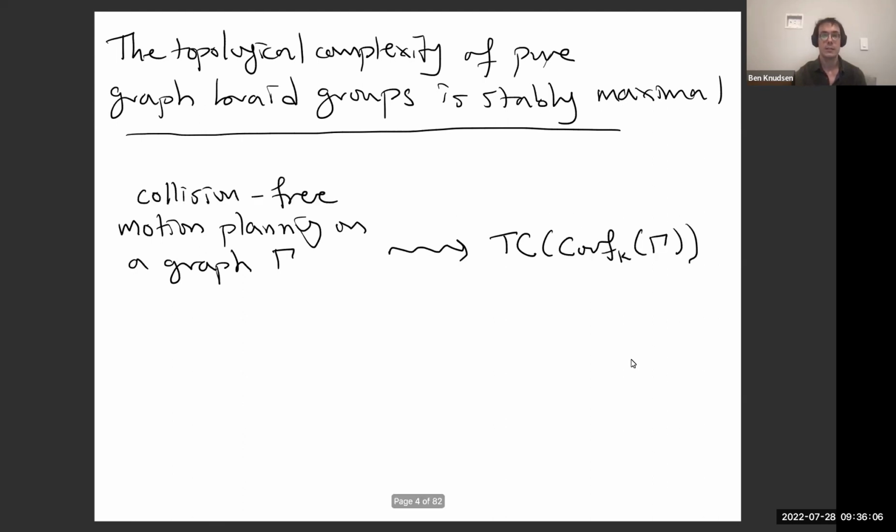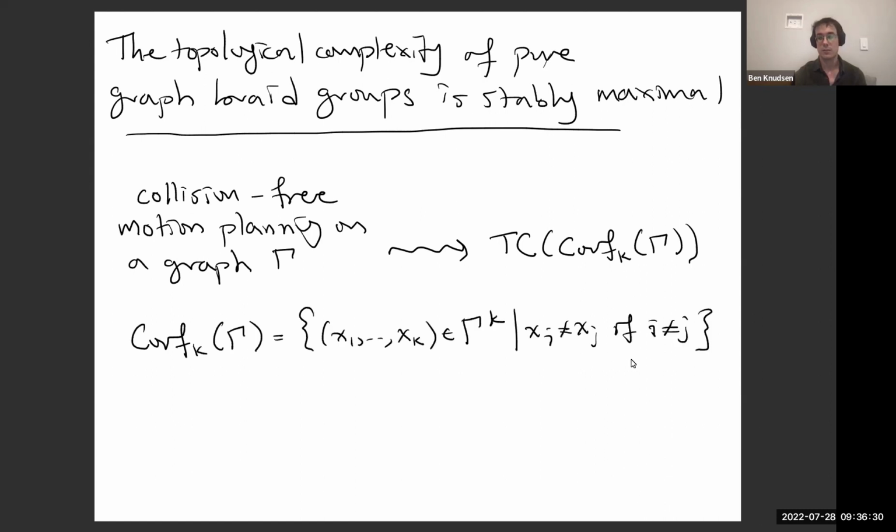But if you are interested in motion planning a lot of different cars or robotic workers on your graph at the same time, and you don't want them to run into each other, then you are instead talking about the topological complexity of the configuration space of some number, k, of particles, points, whatever, on your graph. That configuration space, the definition, is just the space of k-tuples of distinct points in whatever background space you're thinking about, and I'm going to be thinking about a graph today.